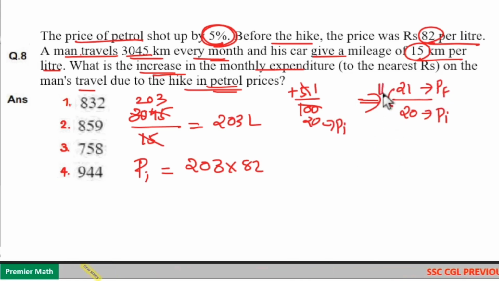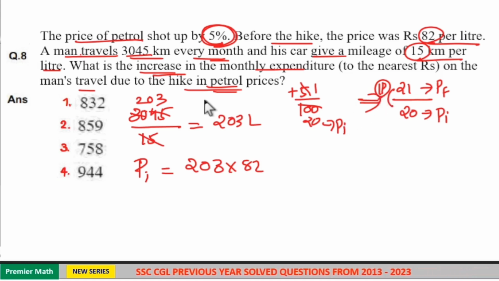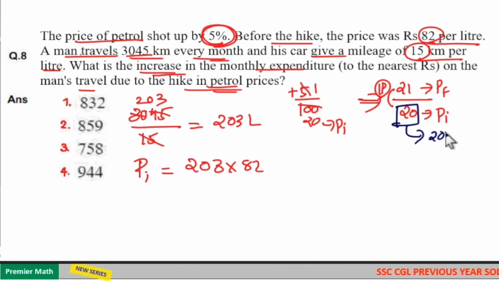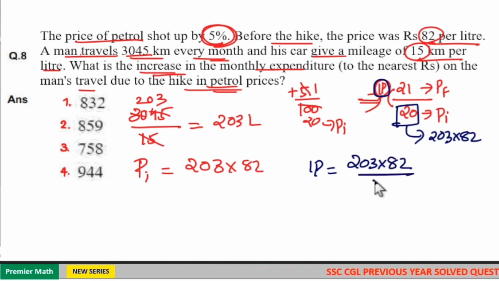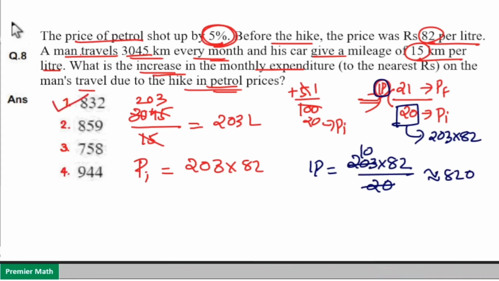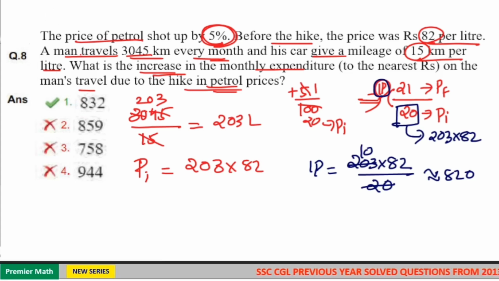Now the difference is 1 part. So we have to find what is 1 part here. Here 20 part is the initial price he has to pay, which is 203 into 82. So the increment is 21 minus 20, 1 part. So 1 part is equal to 203 into 82 divided by 20. If I consider 203 as 200, then 20 goes 10 times in 200. So this is around 820. Nearly 820. Here the answer is option 1, 832. So option 1 is your answer.